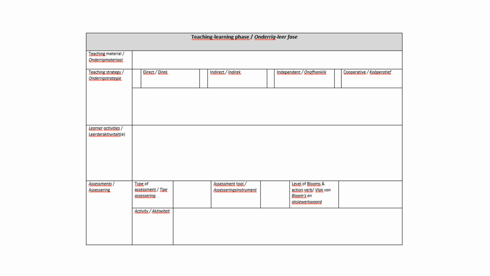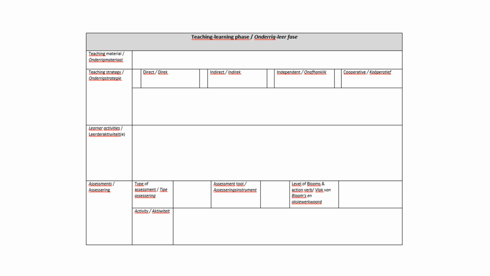Are you using an experiment? The teaching strategy is now your role as a teacher. What are you going to do in the introductory phase? What are you going to do in this teaching and learning phase? And what is your role going to be in the consolidation phase?